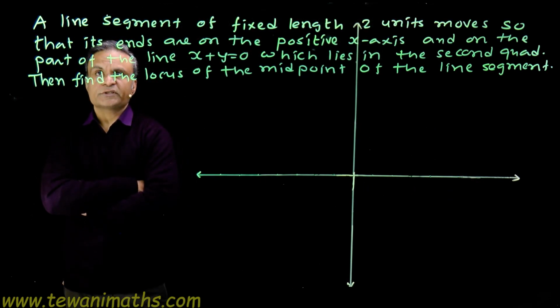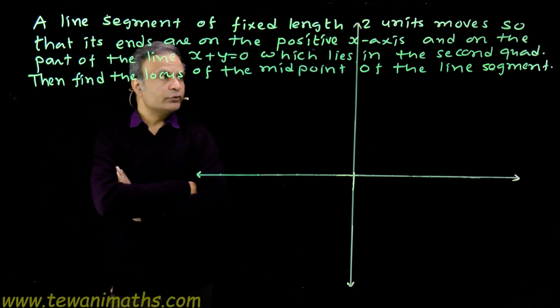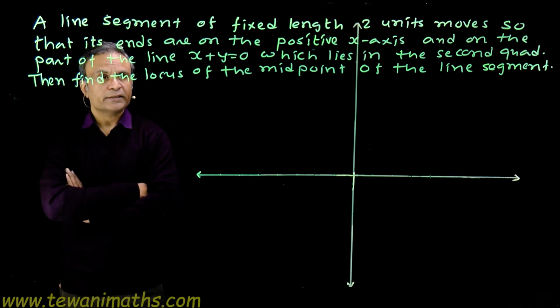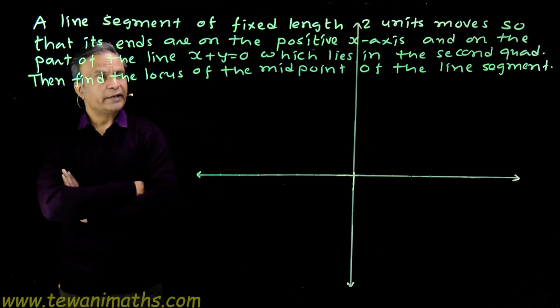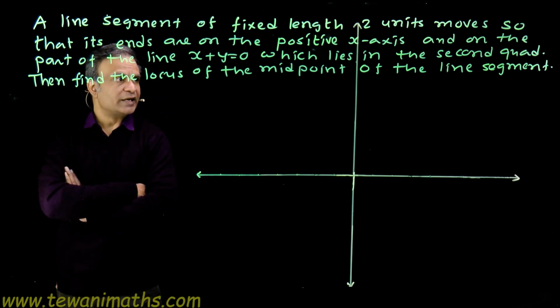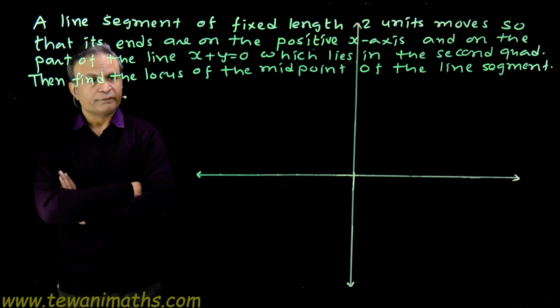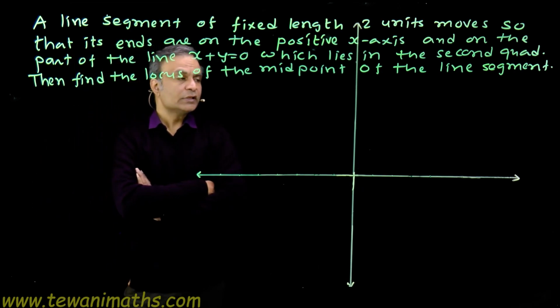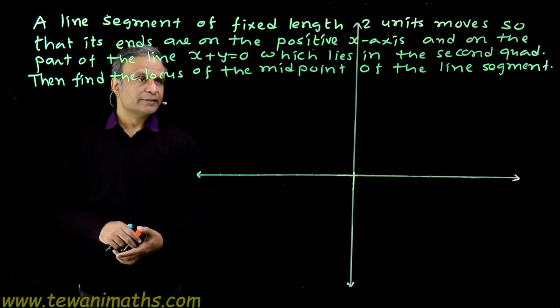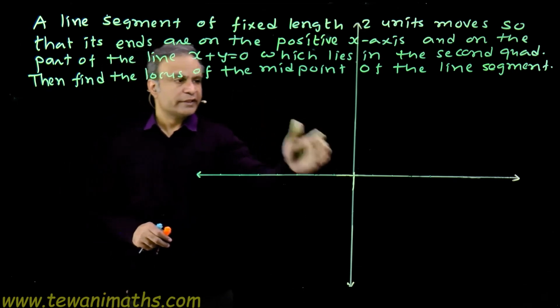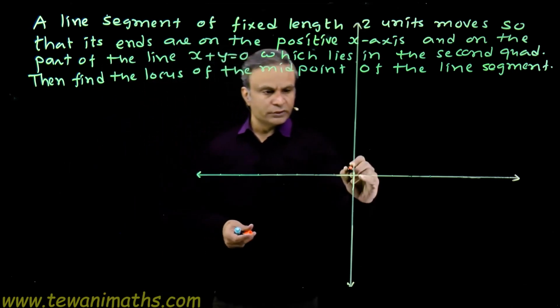Okay, now let's solve this question. A line segment of fixed length 2 units moves so that its ends are on the positive x-axis and on the part of the line x plus y is equal to 0 which lies in the second quadrant. Then find the locus of the midpoint of the line segment. Here we have the line x plus y is equal to 0. You know that this line is a bisector of the second and fourth quadrant. It passes through the origin.